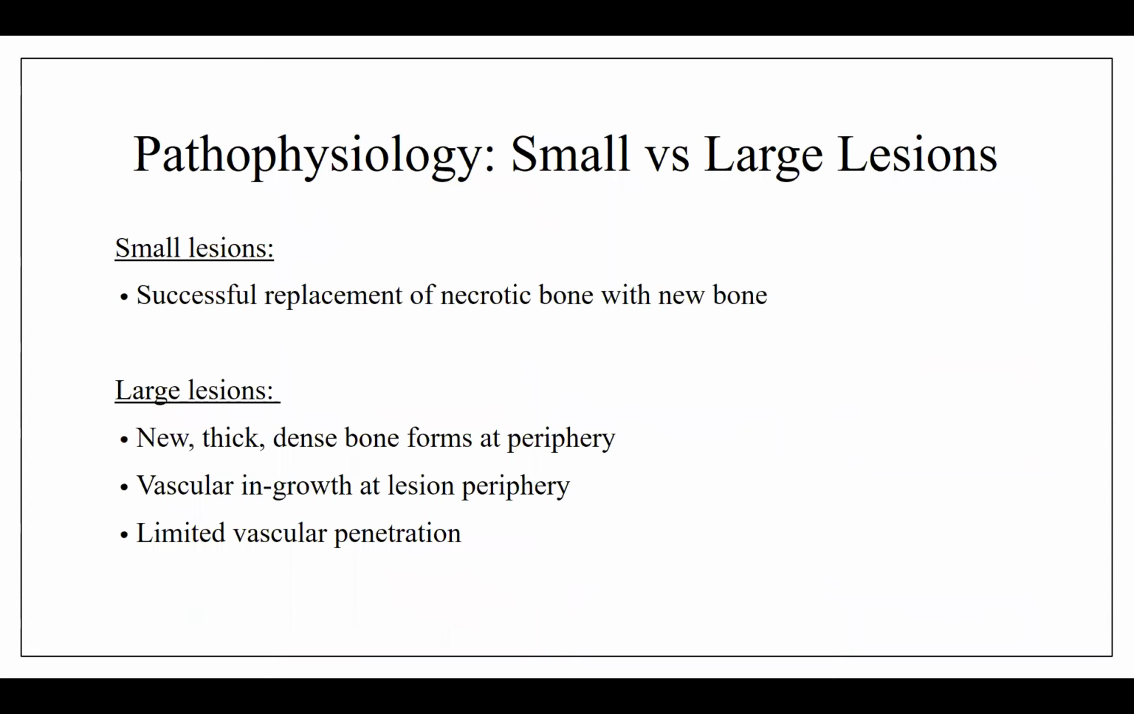So there's a difference between small and large lesions. In small lesions, the osteoblasts are able to successfully replace the necrotic bone with new bone. However, in larger lesions, the new bone often forms at the periphery, which is the same site as the vascular ingrowth. The new bone that forms is often thicker and denser, so the vascular supply has a hard time penetrating through to the central portion, so it cannot repair the central portion of the lesion. As a result, we have weak acellular bone in the center, which is then at an increased risk of fracture, and then it can cause collapse of the femoral head.